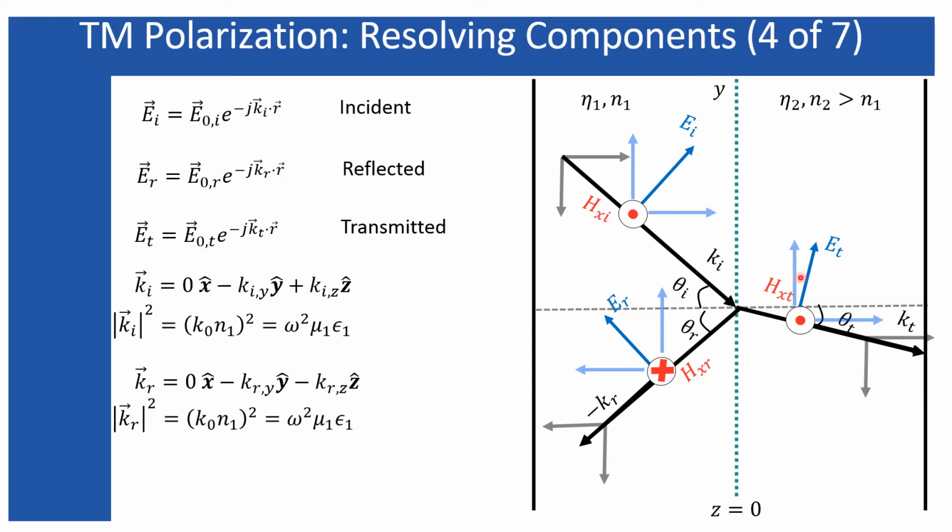For the transmitted wave case, the component along the z direction will be positive and the component along the y direction will be negative, like this. But here n2 we have to consider, because the transmitted wave will be within the medium 2, the second medium. So therefore I have considered the refractive index of the medium 2.